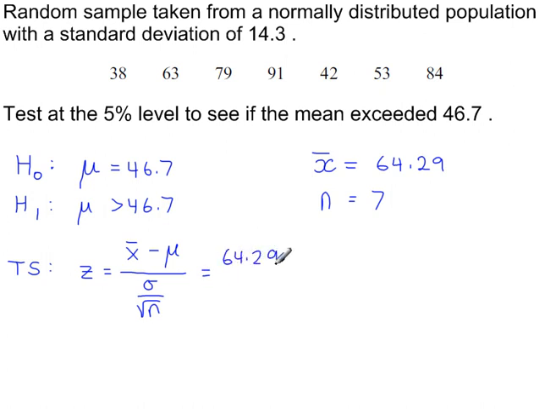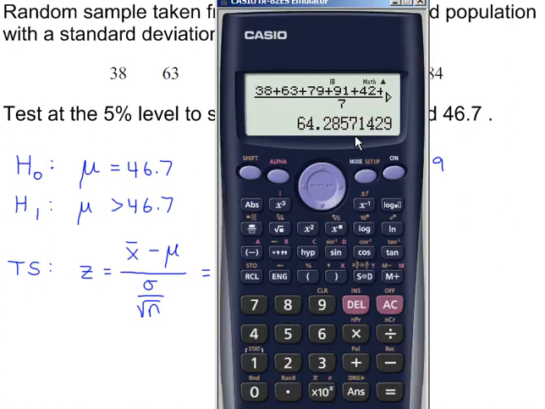64.29 minus the population mean, 46.7, divided by standard deviation, which is 14.3, over the square root of the sample size n. That value there, that's on the calculator from the sample mean. If I just store that, so shift store A, that's now stored in the calculator's memory.